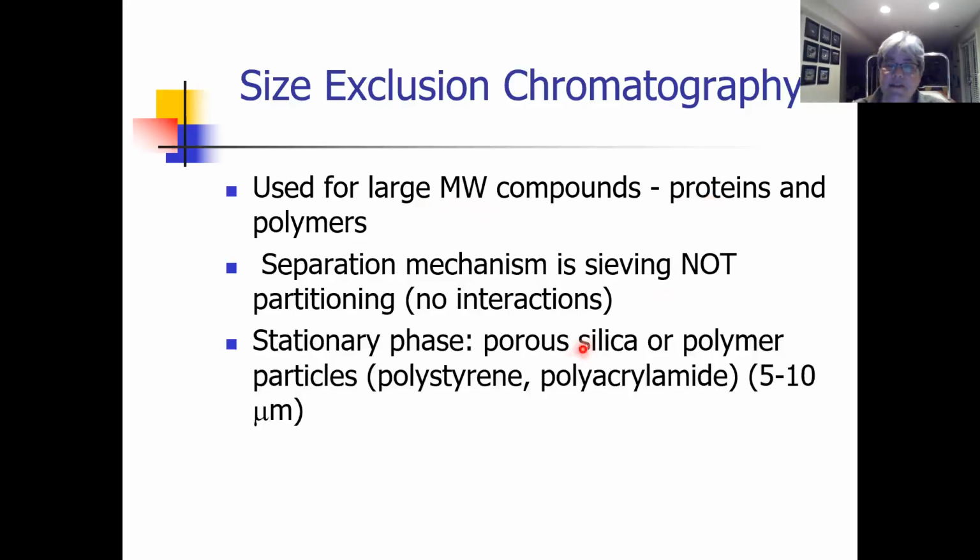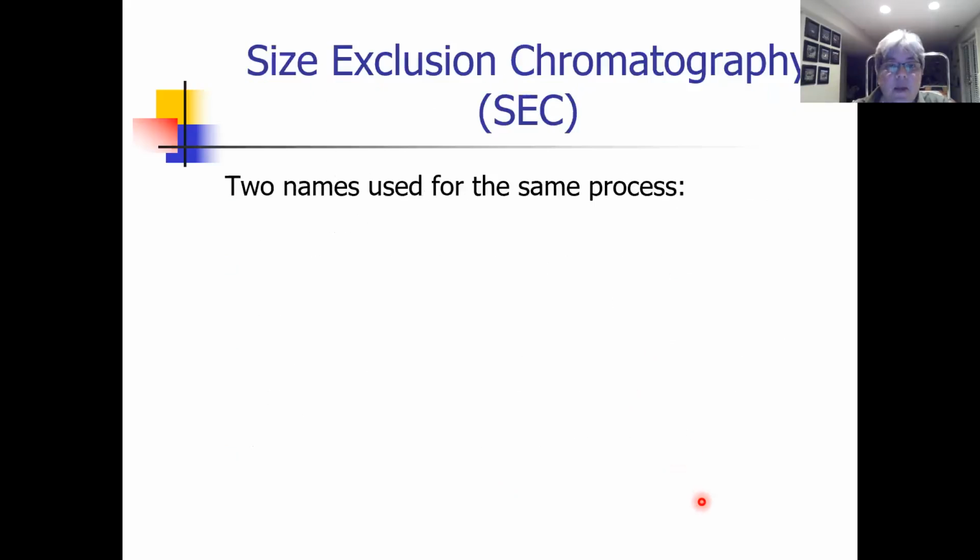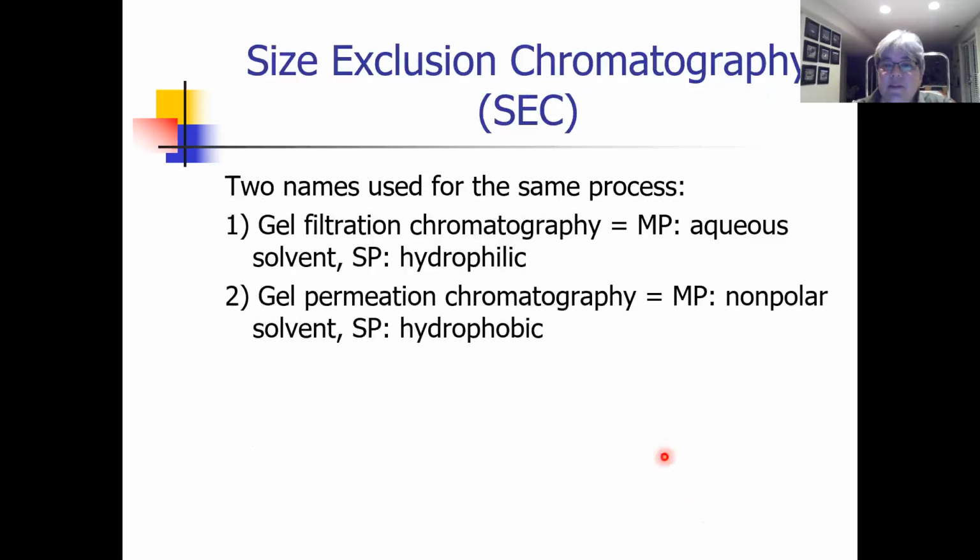So our stationary phase is going to be a porous silica, and then you will have pore sizes. In that silica, you'll have small pores, anywhere from 40 to 2,500 angstroms. Remember, angstrom, 10 to the minus 10 meters. There are two different ways to do this, or just different names. You don't need to know these names.